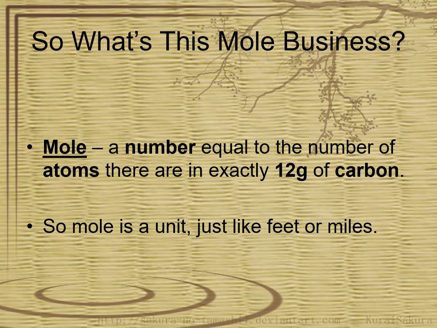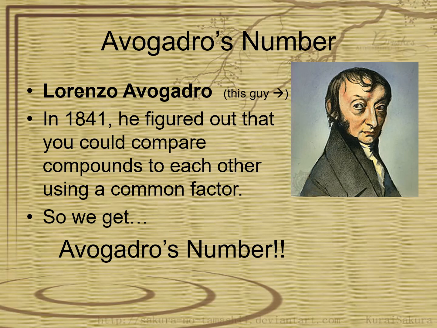So we don't need to go into detail about that. You just need to know that a mole is a unit, just like feet or miles. And then you need to understand that a mole is equal to 6.02 times 10 to the 23rd. And that brings up this guy right here, Lorenzo Avogadro. In 1841, he figured out that you could compare compounds to each other using a common factor. And he did all these experiments and came up with Avogadro's number, which is the 6.02 times 10 to the 23rd.